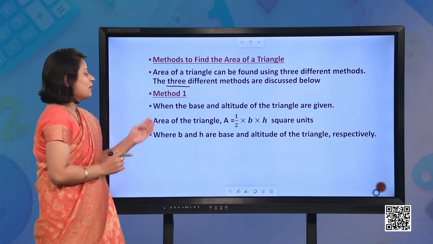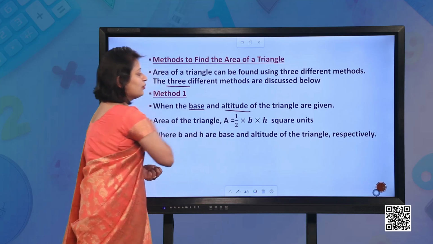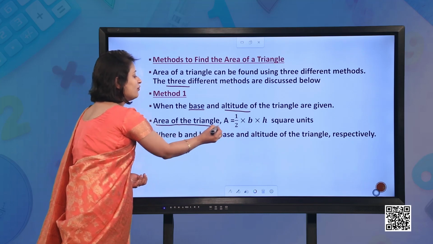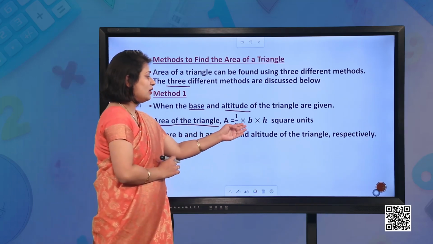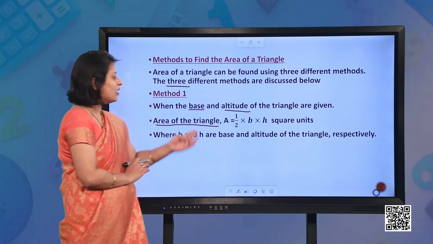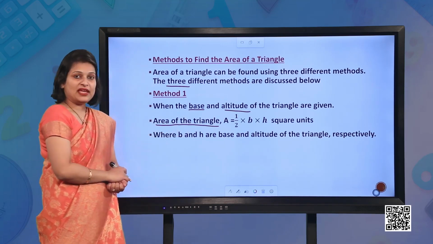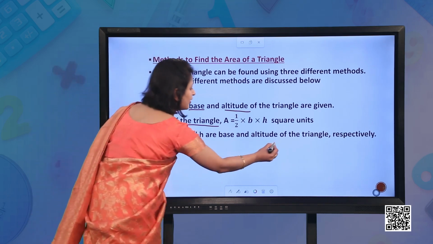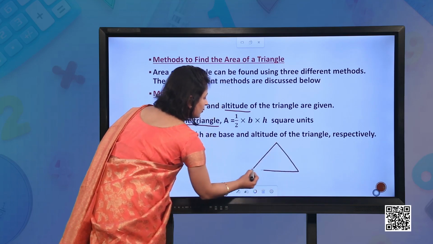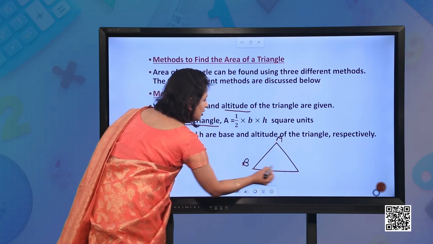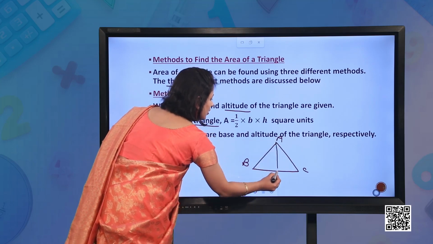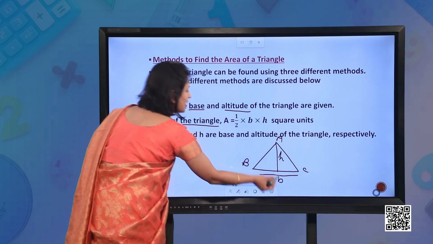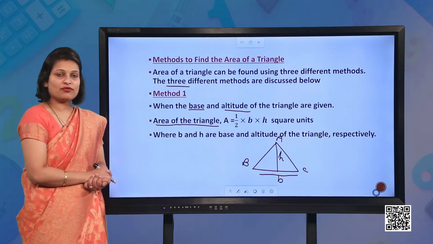Method 1: when the base and altitude of a triangle are given, we can calculate the area of the triangle as half into base into height, where B and H are the base and altitude of the triangle respectively. Suppose we have triangle ABC, and we know the height as H and the base as B. So you can simply apply this formula to calculate the area of the triangle.